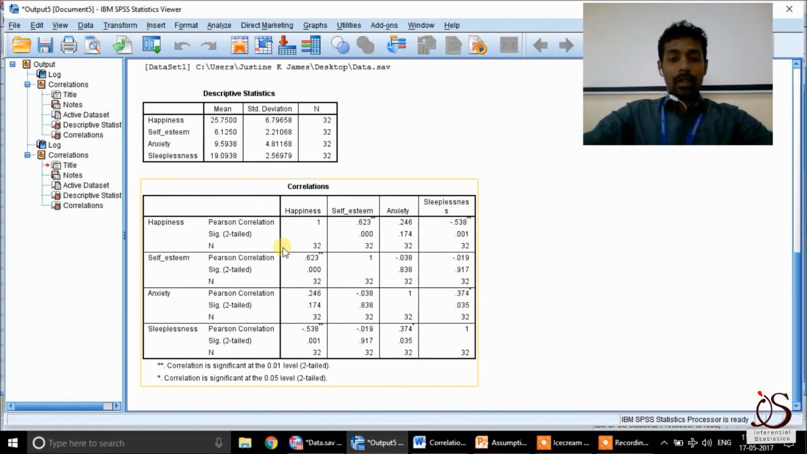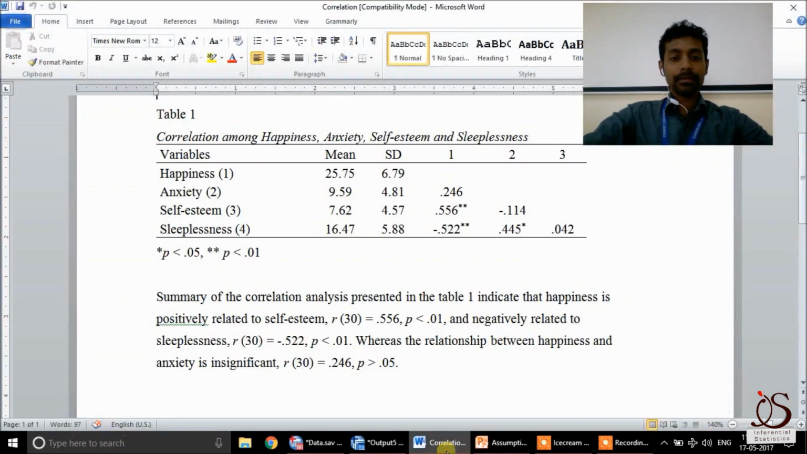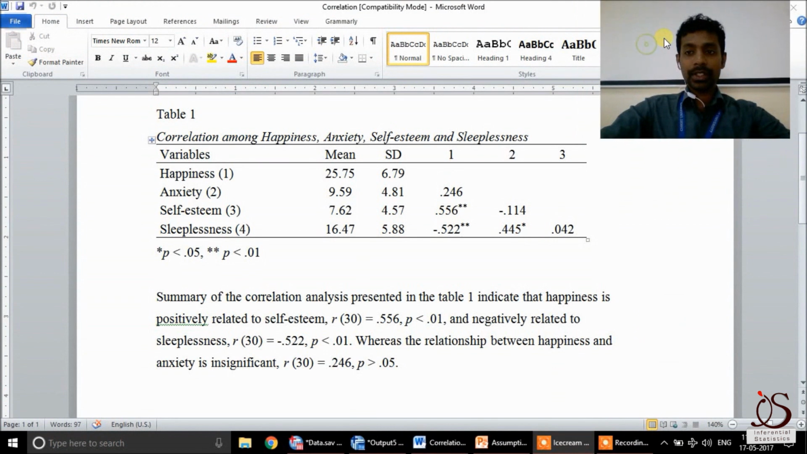Okay, now this can be converted to a better format in APA style. So I may delete this significance level here because it's already presented with the asterisks, and the N values, the repeating 32, 32, 32 like this, I may delete that also. I may retain all the other values and include mean and standard deviation here, and present it in a different, good way. So this is a model that I may suggest.